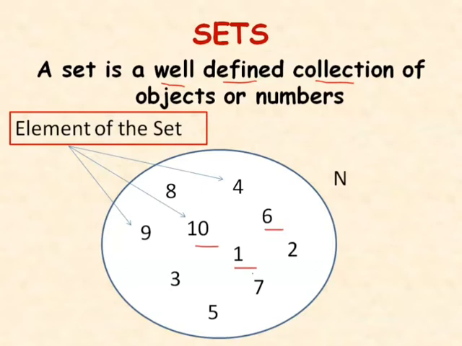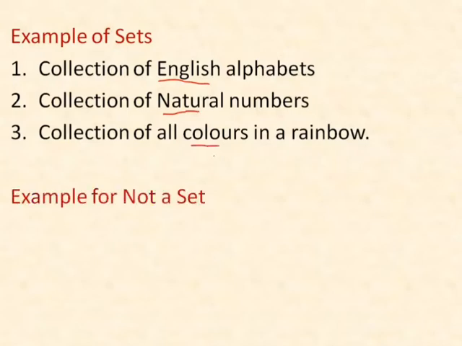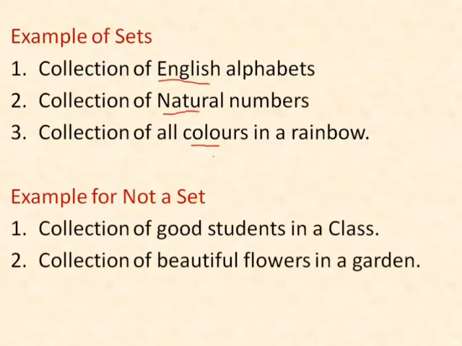Now we'll see some examples of sets: collection of English alphabets, collection of natural numbers, collection of all colors in a rainbow. So we can write down the collection of English alphabets, natural numbers and colors. Now we'll see examples of what is not a set: collection of good students in a class and collection of beautiful flowers in a garden.